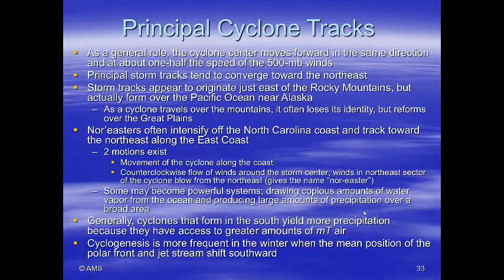Generally, cyclones that form in the south yield more precipitation because they have access to a greater amount of maritime tropical air, which will have a lot of humidity. Cyclogenesis is more frequent in the winter when the mean position of the polar front and jet stream shifts southward.